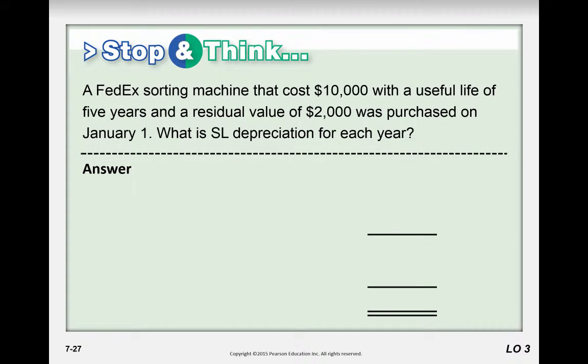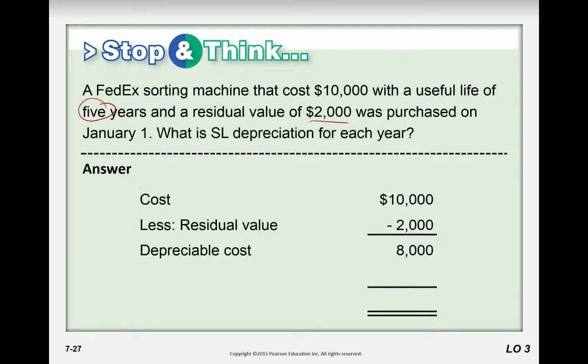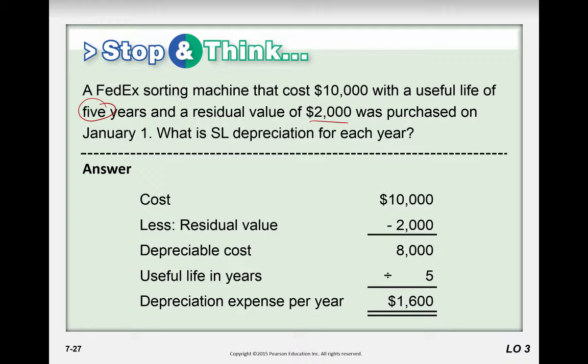So let's take a moment and work through this example. Here we buy a sorting machine for $10,000 with a useful life of 5 years, and it has a residual value of $2,000, and it was purchased on January 1st. So for our straight line depreciation, we take our $10,000 cost minus our residual value to get $8,000, which we divide by 5 to get $1,600 for your depreciation expense. Hopefully you work this problem out using your Excel template.